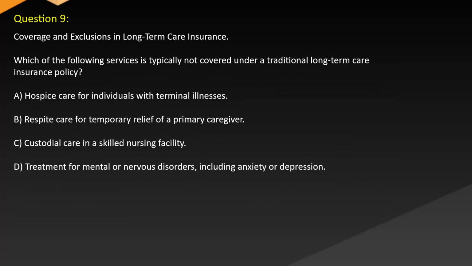Question 9. Coverage and exclusions in long-term care insurance. Which of the following services is typically not covered under a traditional long-term care insurance policy? A. Hospice care for individuals with terminal illnesses. B. Respite care for temporary relief of a primary caregiver. C. Custodial care in a skilled nursing facility. D. Treatment for mental or nervous disorders, including anxiety or depression.